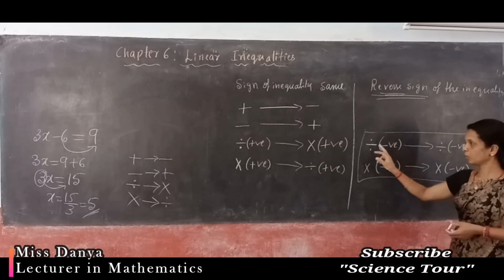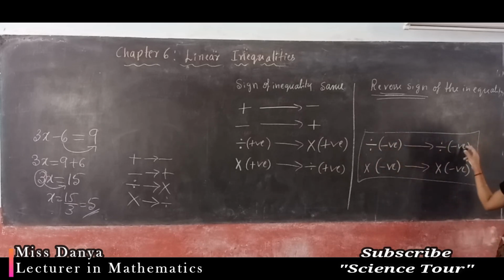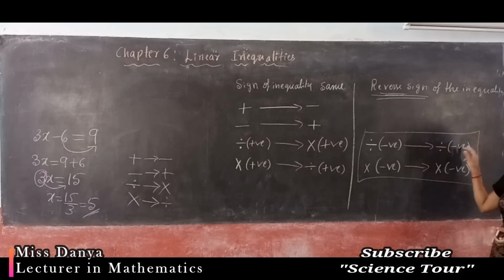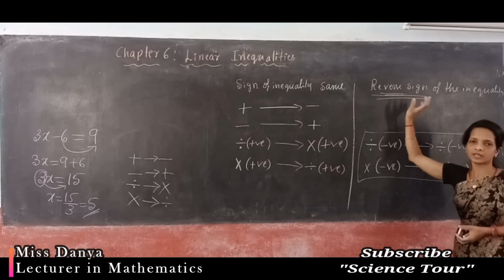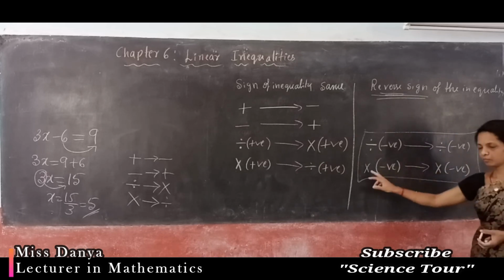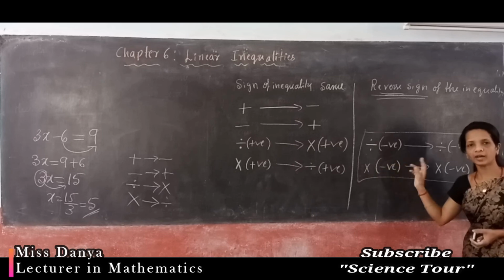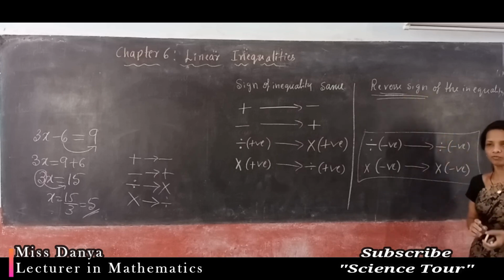That is, if you are dividing or shifting by some negative number to the other side, then you have to reverse that symbol. The same thing we are doing here also, but the only thing is you have to reverse the sign of the inequality. If you have multiplication by a negative number and you are shifting it to the other side as division by that negative number, you have to reverse the sign of the inequality.